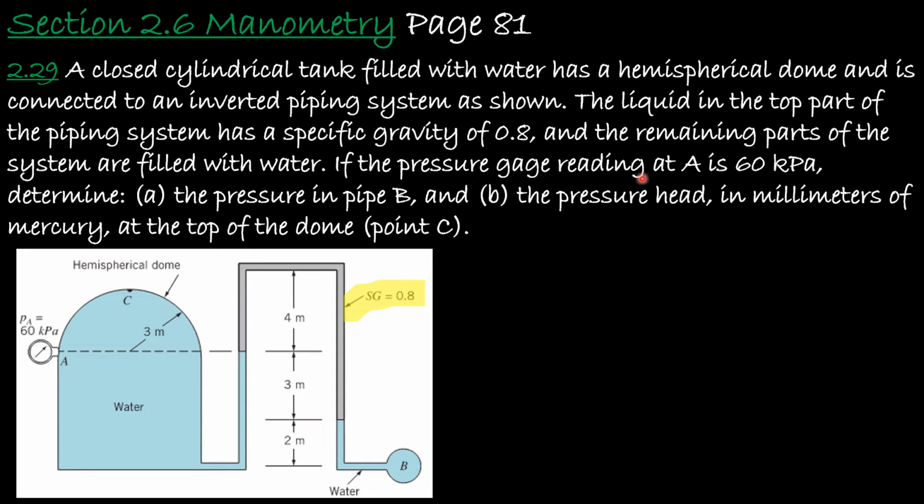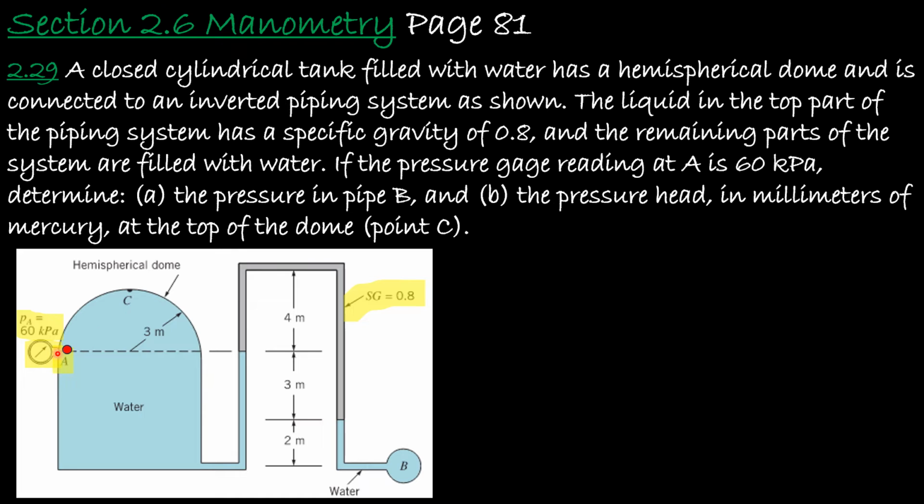If the pressure gauge reading at A, right here, is 60 kilopascal or 60,000 pascal, determine A, the pressure in pipe B, right here, and the pressure head in millimeter of mercury at the top of the dome, which is right here.